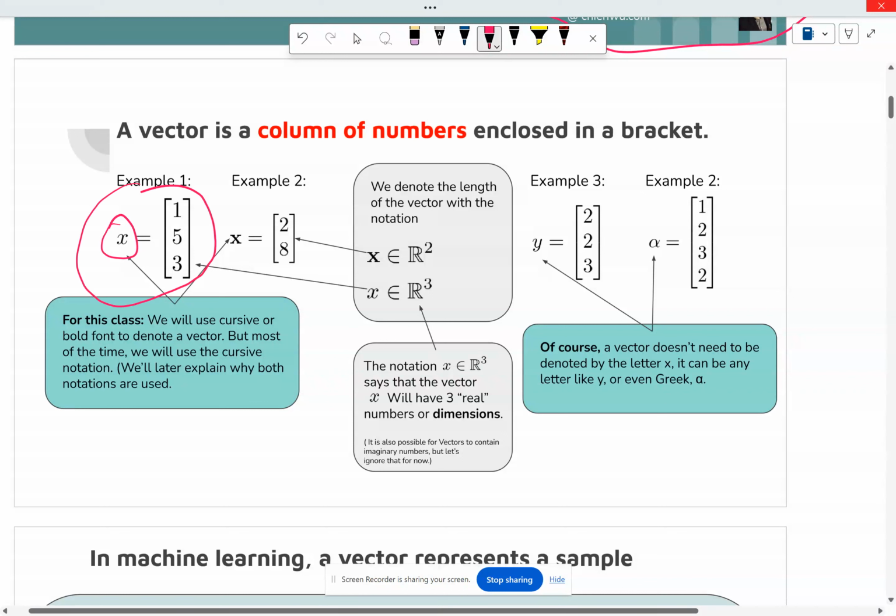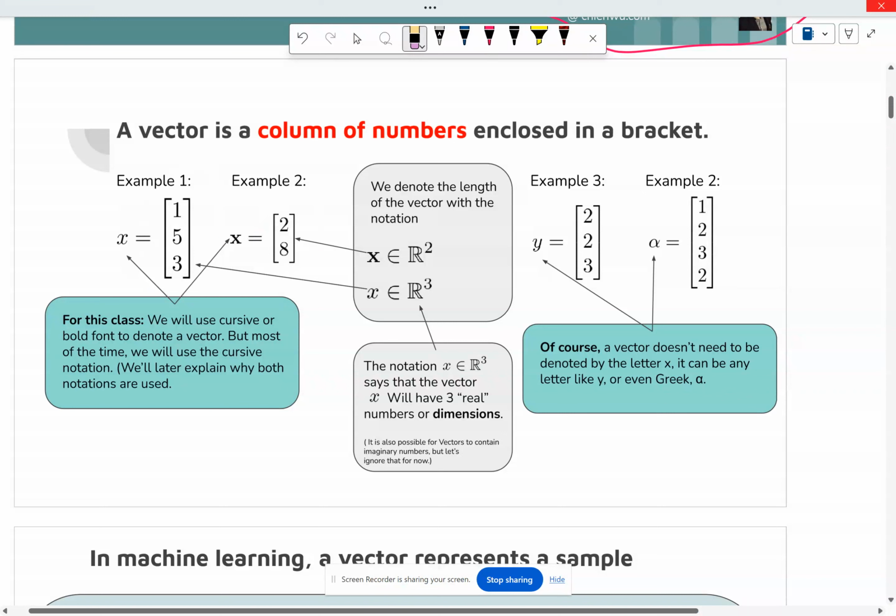Now, with a vector, we can denote the length of the vector using this notation. This essentially says that this vector has three elements in there: one, two, three. And of course, this one says it's a vector with only two elements. The R here stands for real, so it has two real numbers as opposed to imaginary numbers. It's also saying that this vector represented by two numbers is basically two dimension, and this one is three dimension.